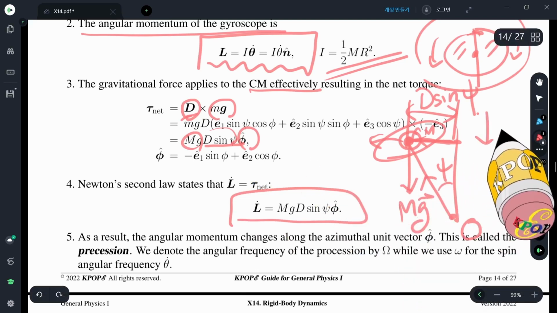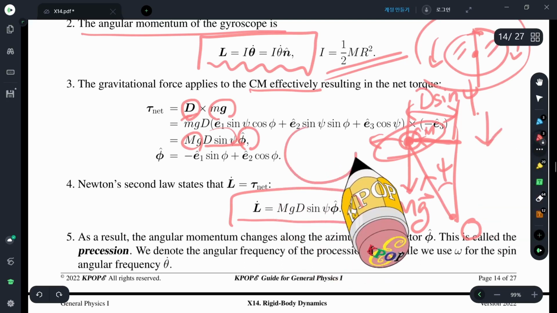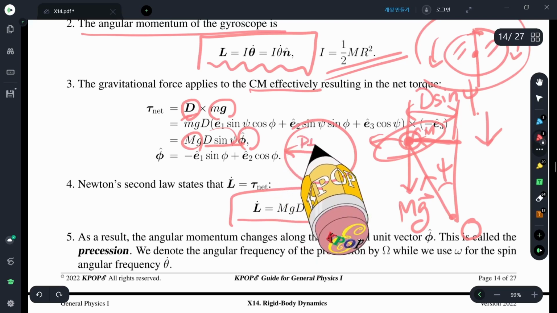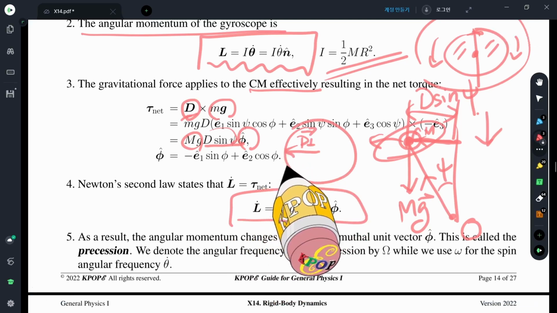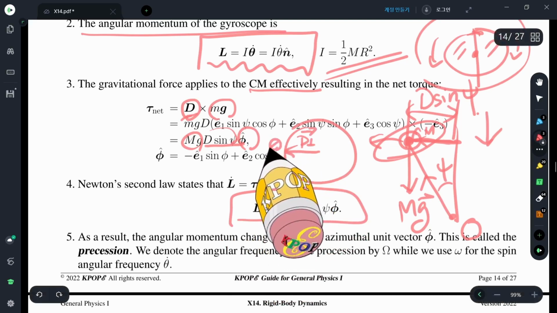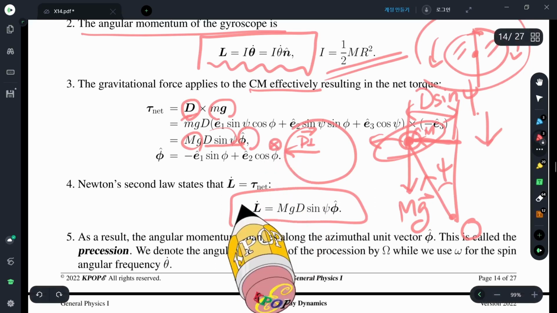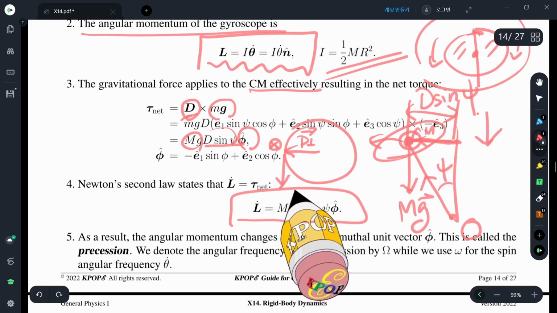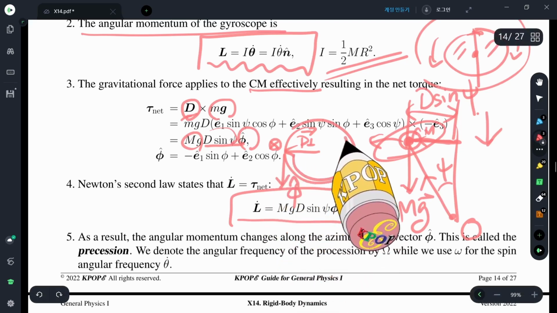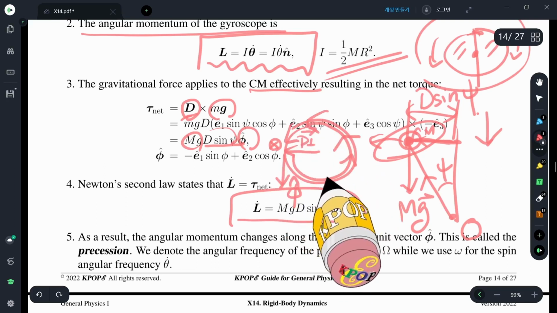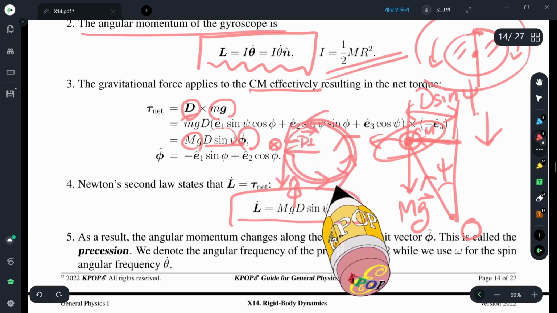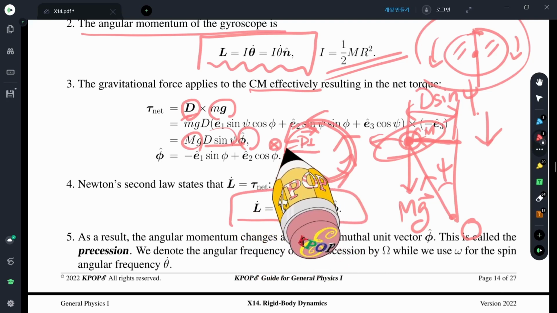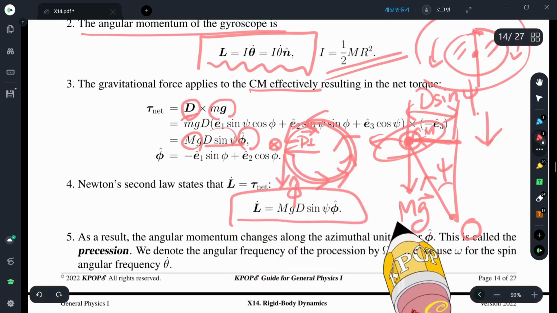And if you look at the system from the top, this is the d perp, and gravitational force is going down, and the torque is along the phi direction. So that's the reason why it is rotating counterclockwise. When the whole magnitude, this is this direction.